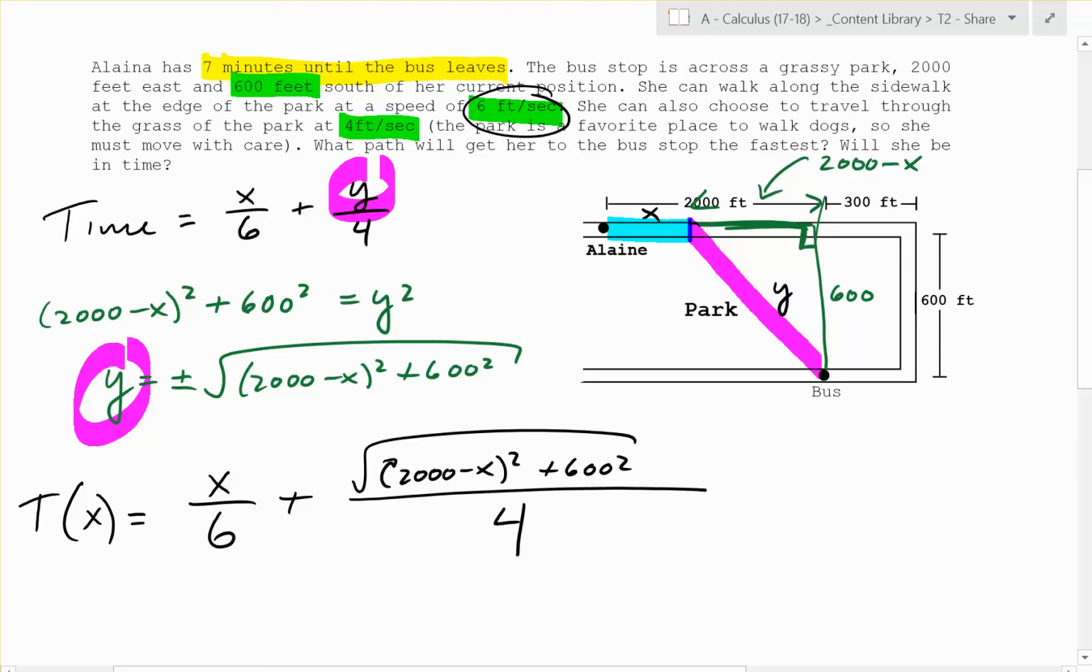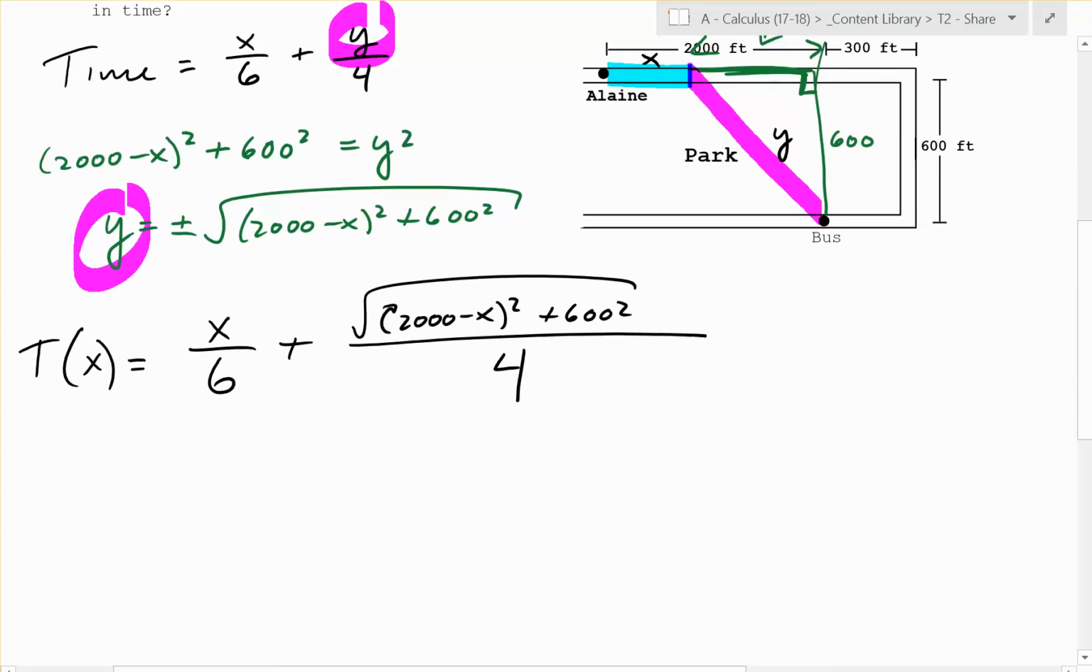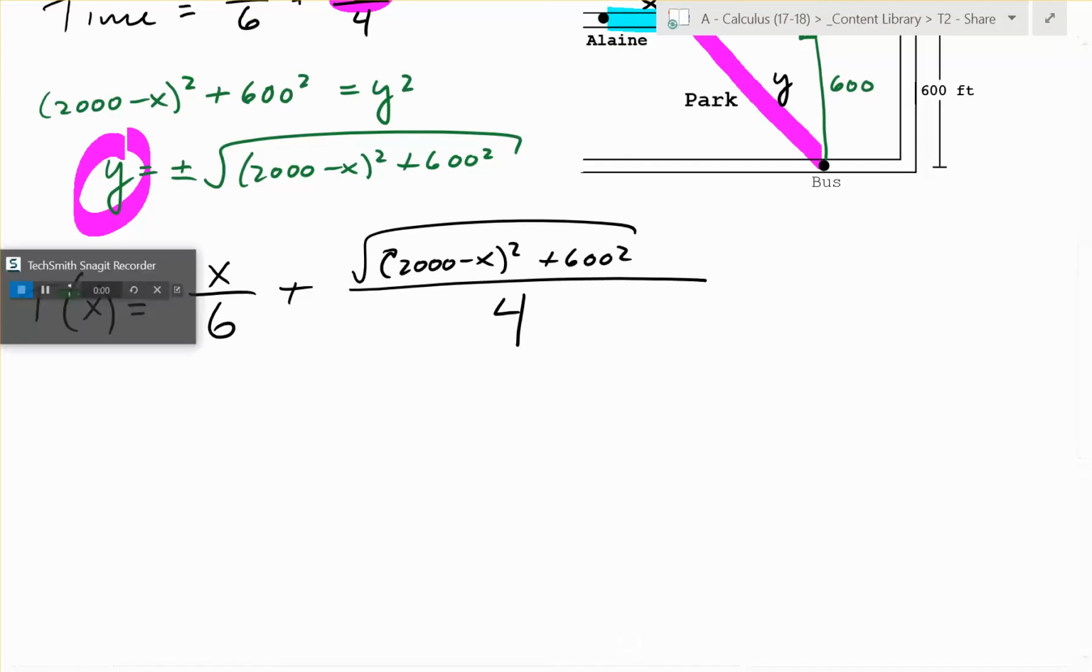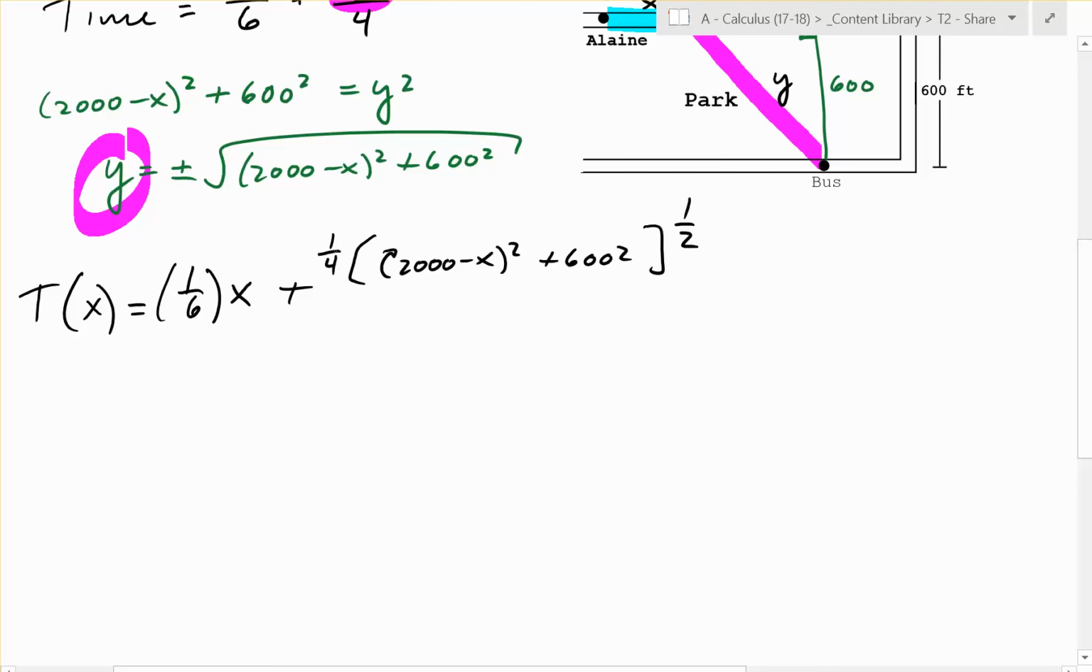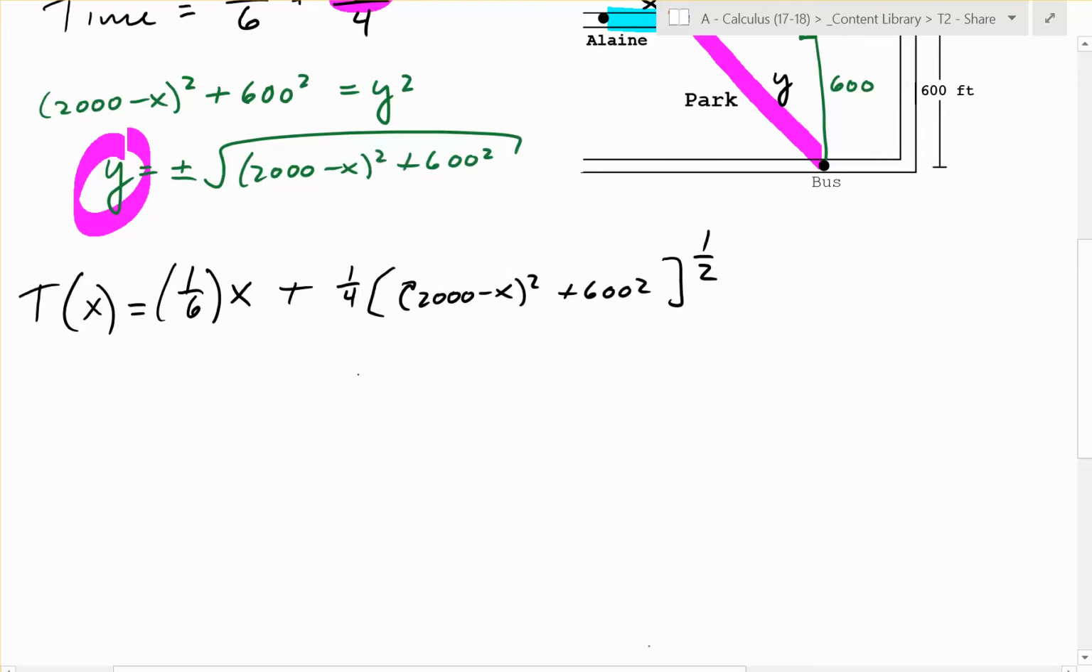That is in one variable, which is x, so we can take the derivative. We just have to take it carefully. Let's rearrange this a little bit, as instead of x over 6, 1/6 x. And instead of square root, let's write it as to the 1/2 power. And dividing by 4, we can just put the 1/4 on the outside. So all I've done is simplify it a little bit before we take the derivative. When we take the derivative now, we end up with t prime of x is equal to 1/6 plus, and we're going to bring that 1/2 down to the front.